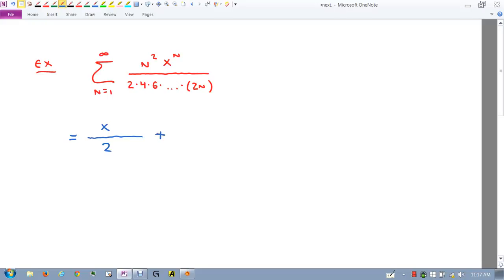So it would just be 2. Then plus, now plug in 2. So up top you get 2 squared, 4x squared over, now you go 2, 4, 6 until you get to 2n. So you stop at 4, so 2 times 4, which would be 8. I'll do one more. Plugging in 3 squared, 9x to the third over what? 2 times 4 times 6? 48. And then you can keep going. I just wanted you to see how it works, all right?